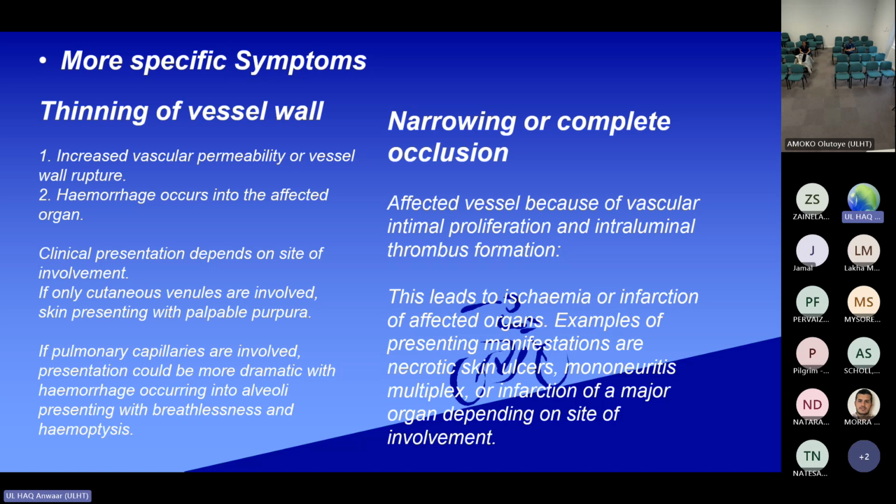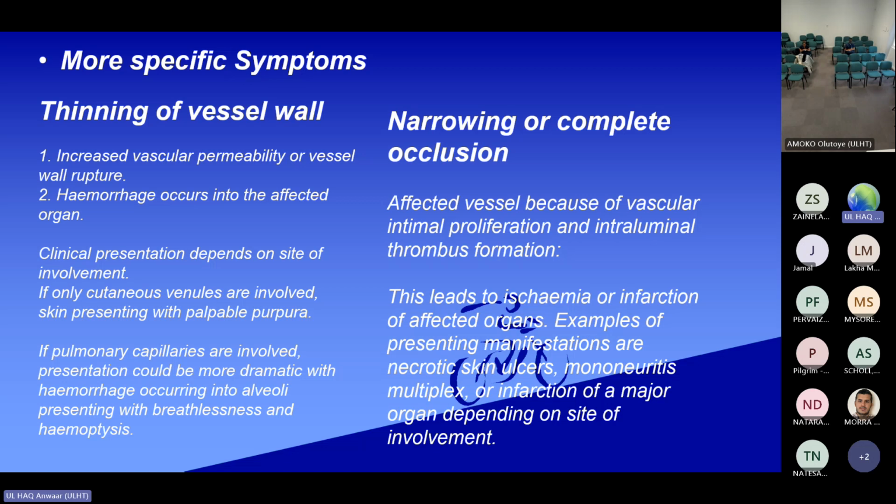purpura. The other one we can see is alveolar hemorrhage, that we normally see in GPA, granulomatosis with polyangiitis, previously called Wegener granulomatosis. The patient can present with this one. Hematuria can also present when there is bleeding in the urinary tract. These are the few things that we commonly see when the patient presents because of thinning of the blood vessel. And the next is narrowing or complete occlusion.